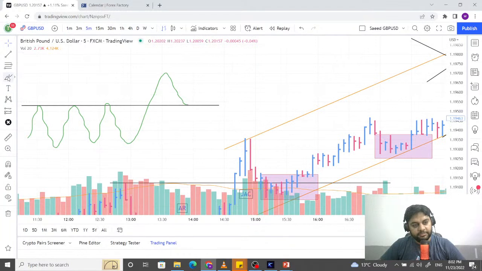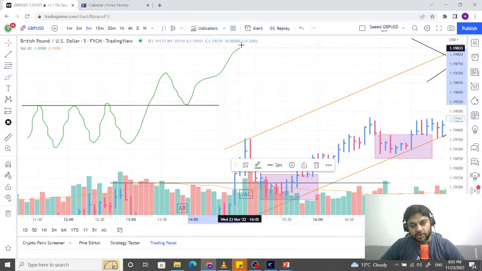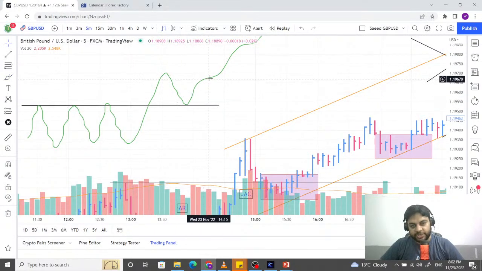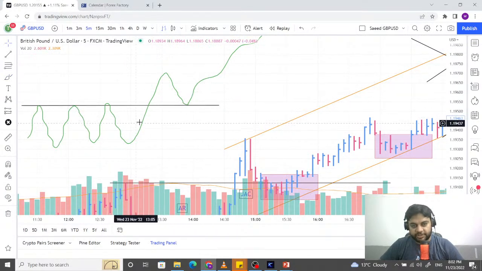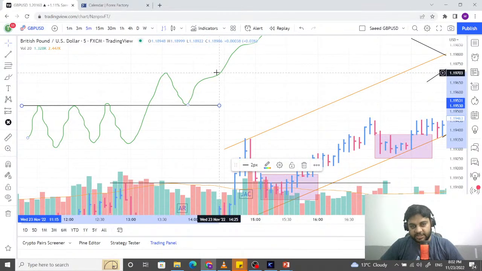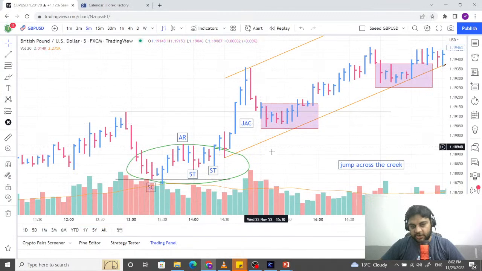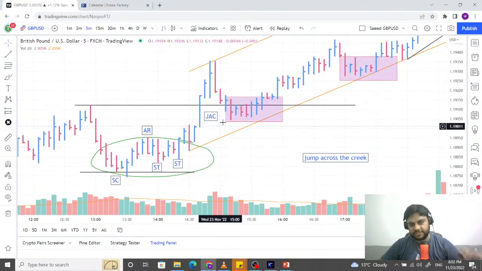After his feet become cool in the river, he will go up to the other side of the jungle. So this is how you do it. This is how the market works. How does the market work? There are jumps in the market, and when you recognize this kind of jump, you will call it jump across the creek, like this, jump across the creek.